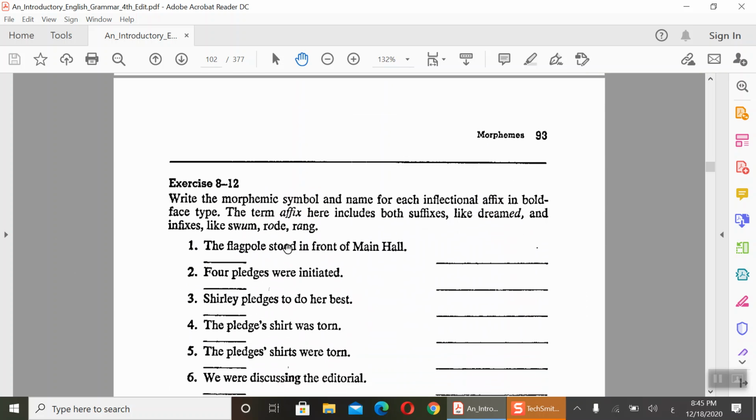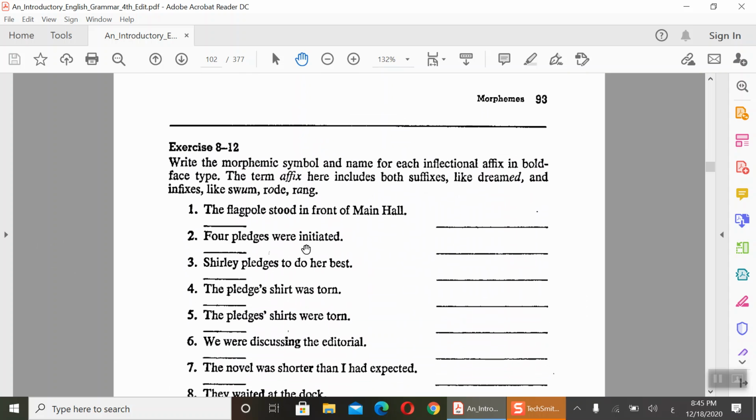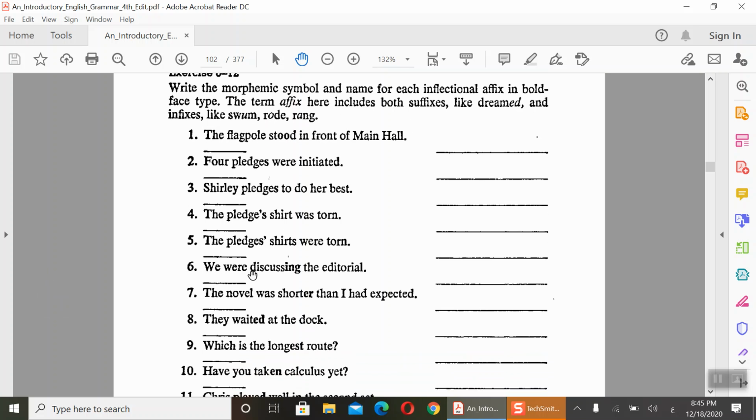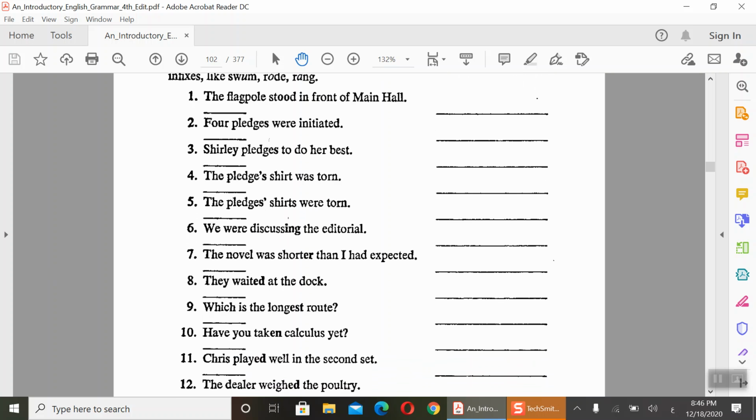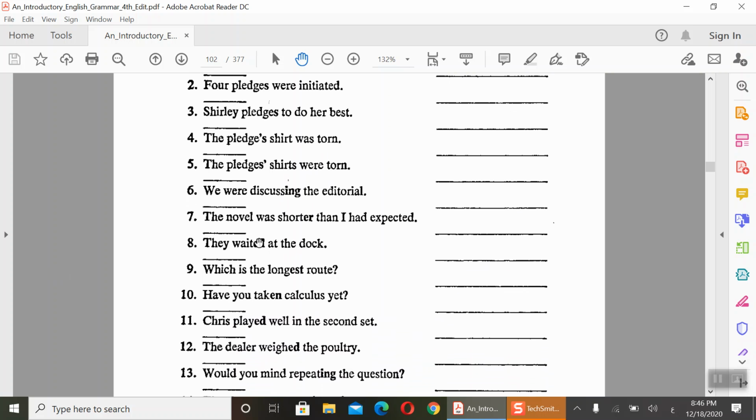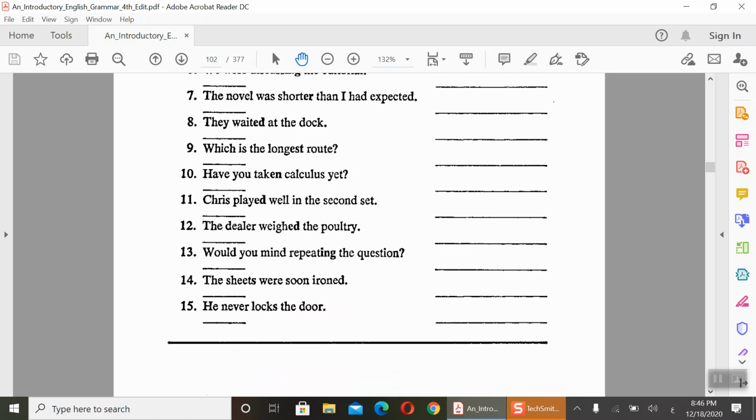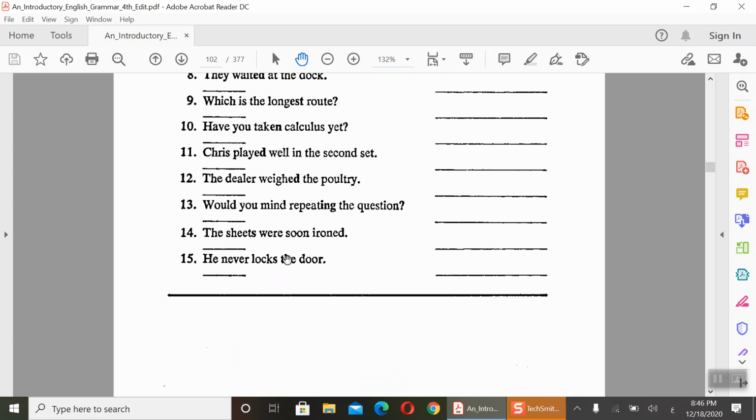Here we have examples. Okay, it's very easy. You have to read these examples, this exercise: swim, swam, ride, rode, drank, the pledge's shirt, the pledges' shirts. See, we were discussing. See here, ing, ed, waited, taken. Okay, he never looks. Here is what? Third person.